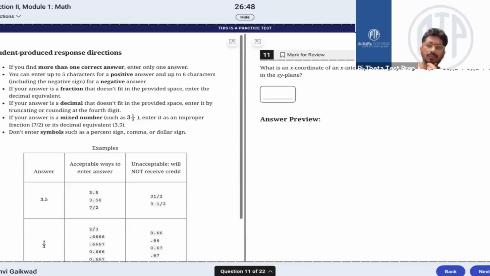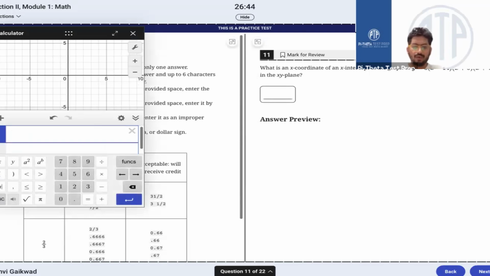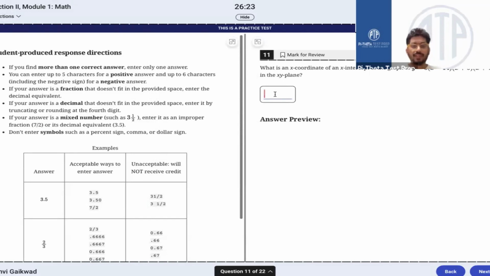Still we'll go to Desmos and check whether we understand that what we are solving is right. Just make sure that we are putting it correctly on Desmos. So x plus 5 and we have x plus 4 here. So this is very important, that is -5, -4, and we have 14 here, right? So the x coordinate of the x-intercept, we can just write 14 here, very simple.